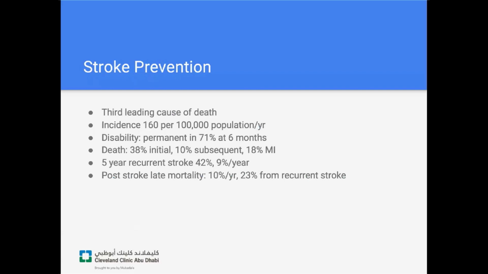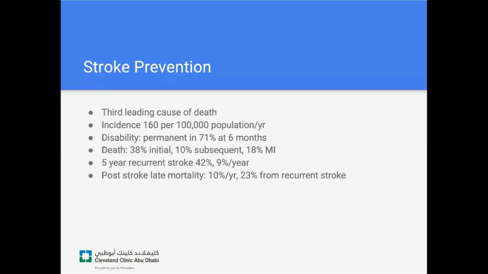Stroke prevention. Why the need for stroke prevention? Well, stroke is the third leading cause of death, and its incidence is high, on the same scale as a heart attack and the major cancers like lung cancer, colon cancer, and breast cancer. Disability is very high. It causes a permanent disability in 71% of patients at 6 months after their stroke, and death occurs in 38% of individuals initially. I believe it's a little bit lower. This slide's a little bit older, and there's a 10% subsequent stroke within the early period.